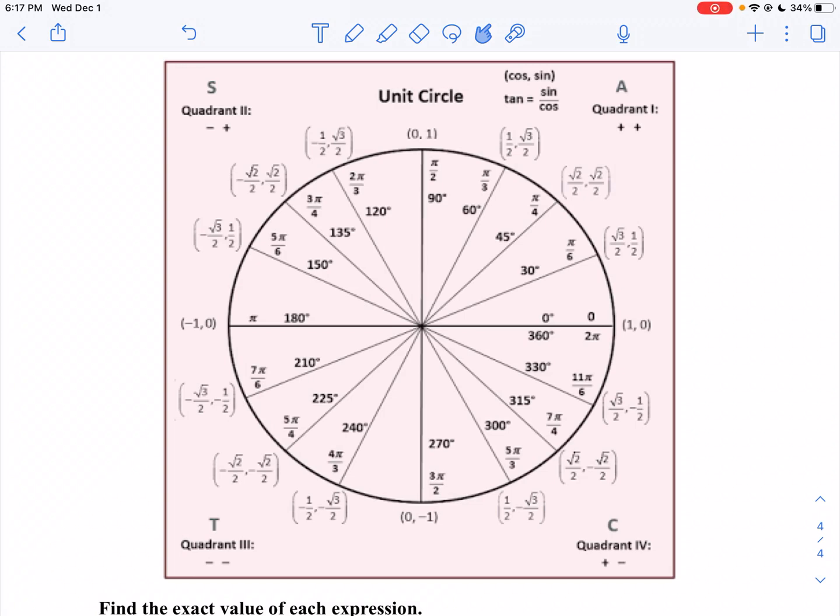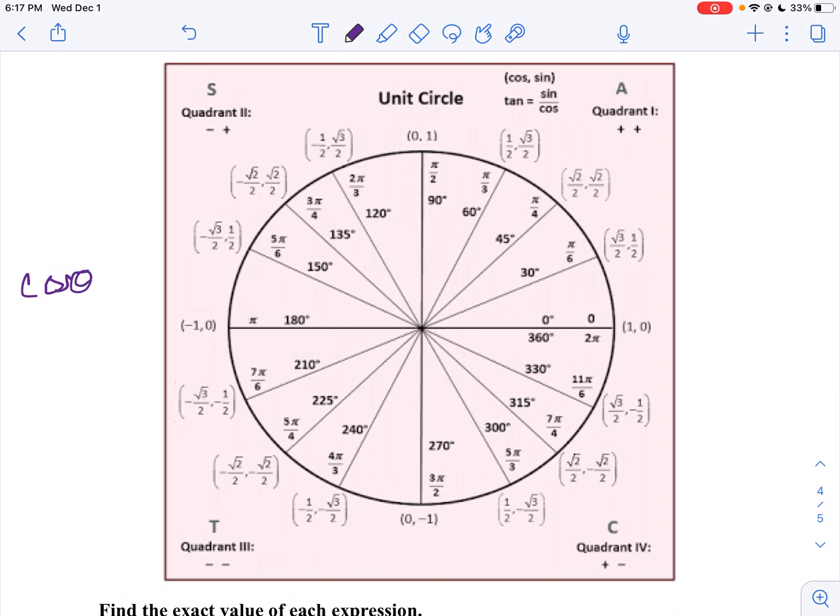Here we have our unit circle, which shows all of our special angles from 0 to 2 pi in radians, from 0 to 360 in degrees. Remember, on this one, since it's a unit circle, the radius is 1, so cosine of your angle is going to equal x. And then y is the sine of your angle.